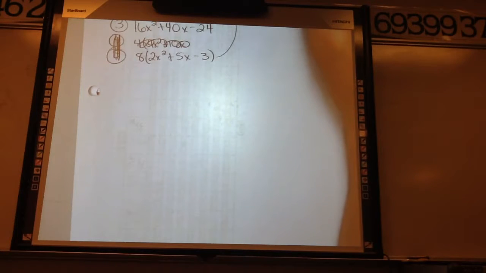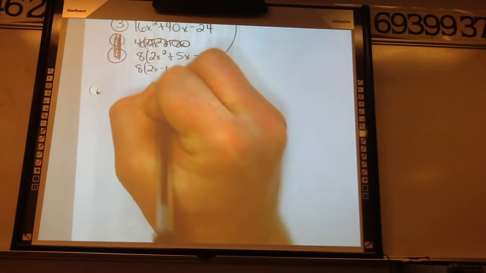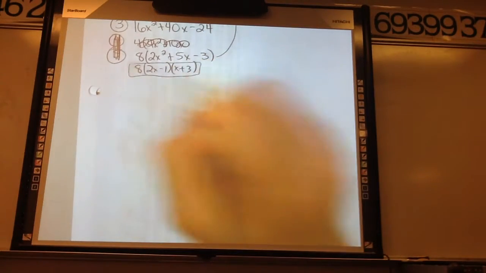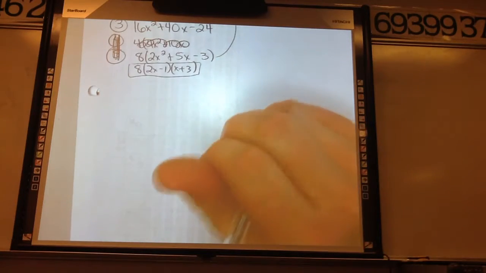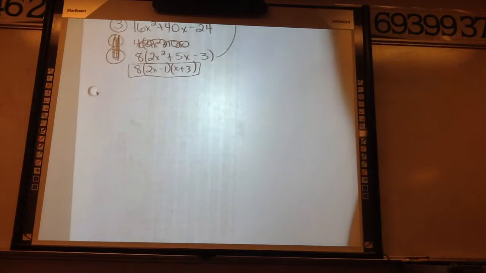Wait, you just have this one, no? I'm just writing the answer. When you take out 8, would you multiply your answer by 8? Yeah, you'd have 8, 2x minus 1 times x plus 2. You just leave the 8 out. No, that would be... We're not getting an answer, we're factoring. We're not solving, we're breaking it down.